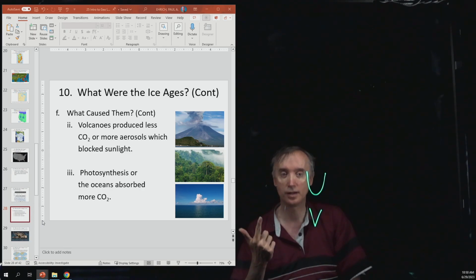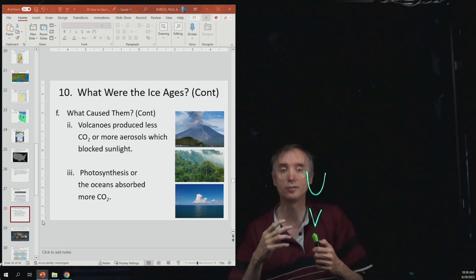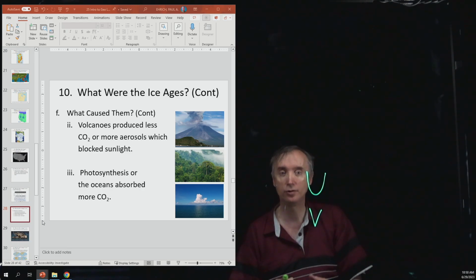So where does carbon dioxide come from? Volcanoes, animals, and cars and power plants. Okay, where does the carbon dioxide go? It could be absorbed by plants, and it also could be absorbed by the oceans and be turned into limestone.